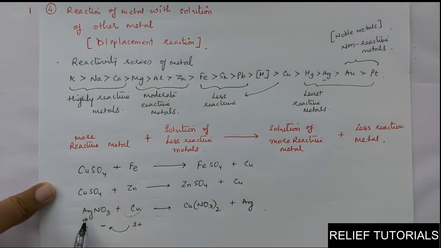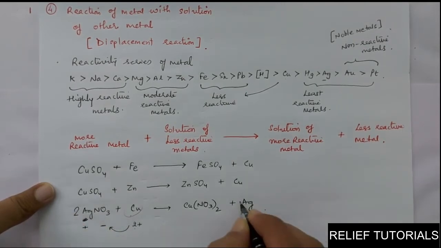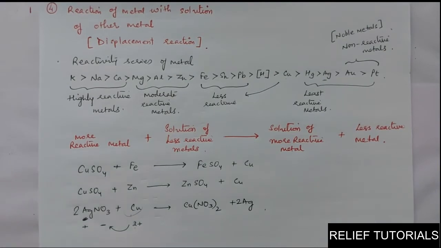Let us make the equation balanced. Silver atom 1 on the left hand side, silver atom 1 on the right hand side. NO3 is only 1 time here and here 2 times, so we can add 2 and 2 here and the equation is balanced. So these are the very simple examples of displacement reactions.